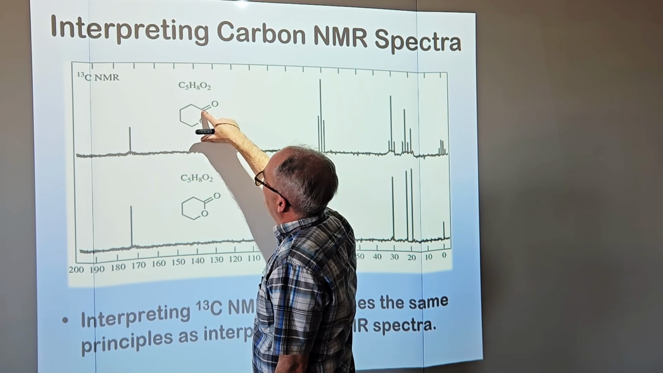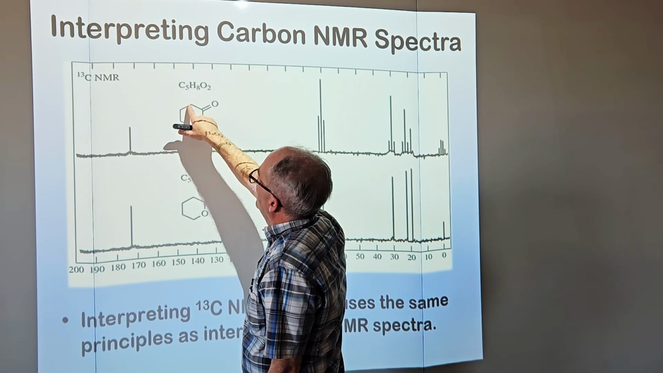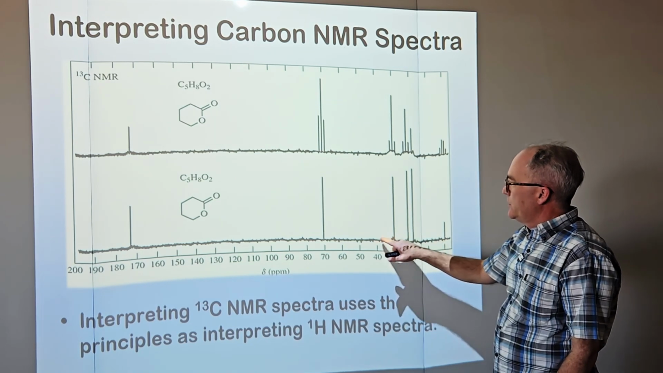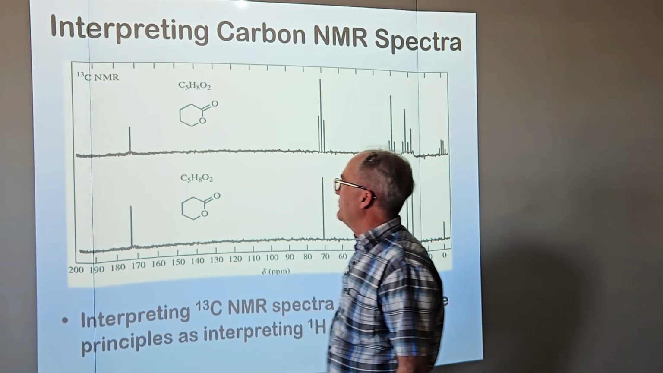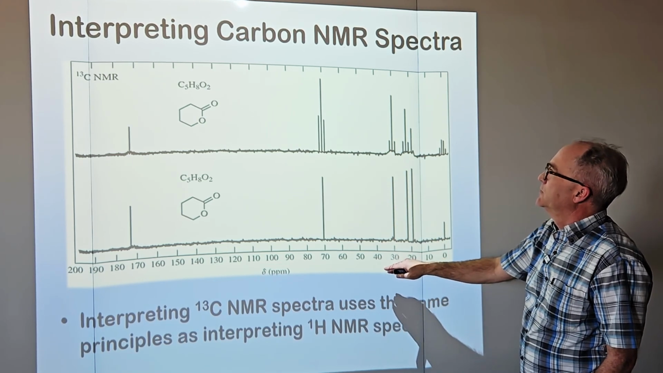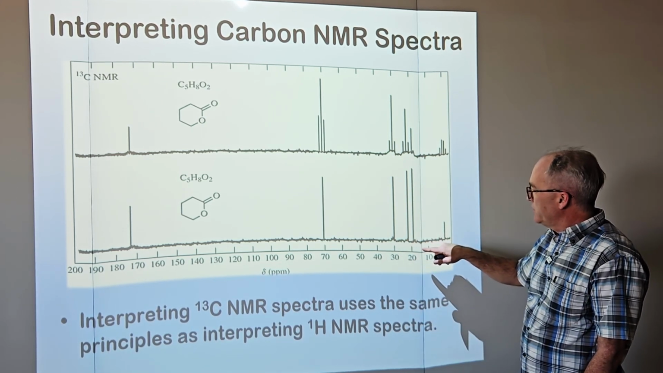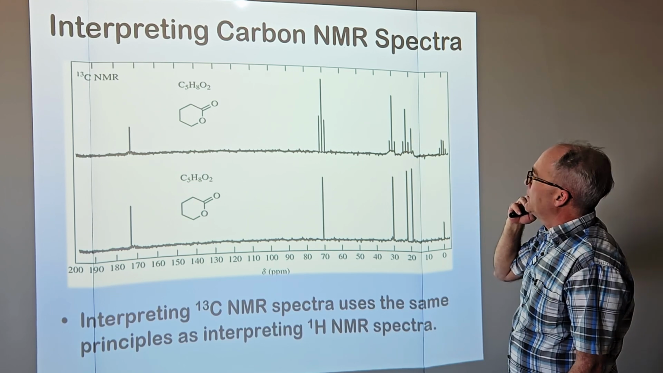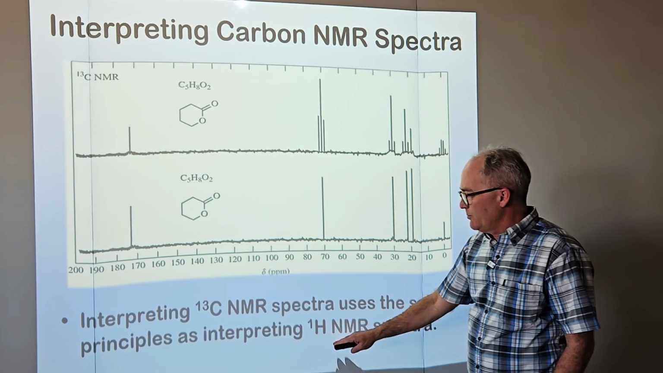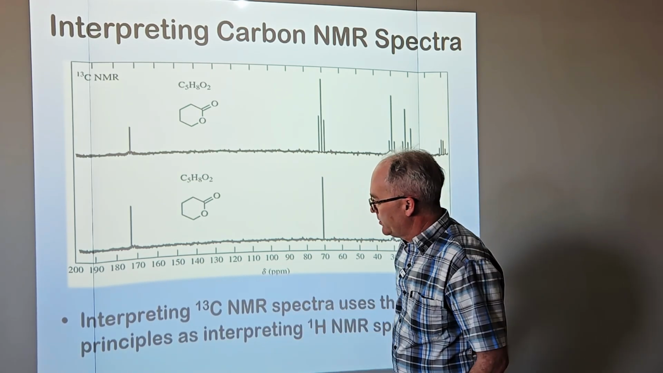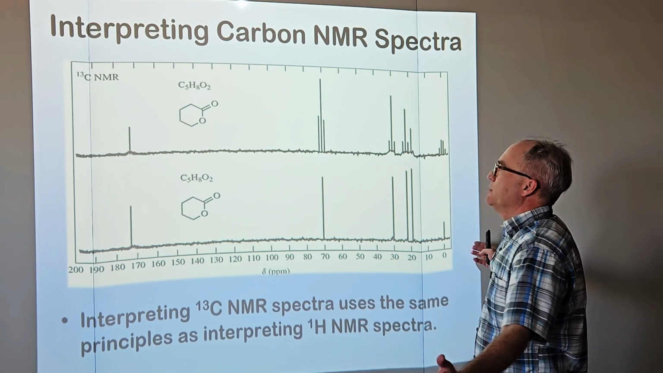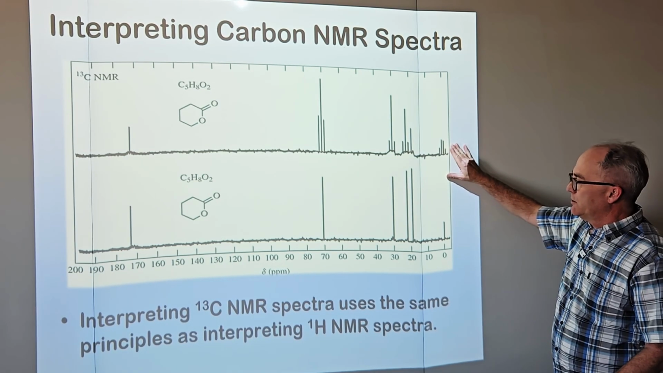5 carbons. 1, 2, 3, 4, 5. Do I have 5 signals? 1, 2, 3, 4, and 5. Here's where we might like going to the decoupled, or the one with no peak splitting, because this kind of looks like a mess. So the same principles that we use in the proton NMR, we use in the carbon-13. This x-axis just blows up wider, and we can turn coupling on and off.